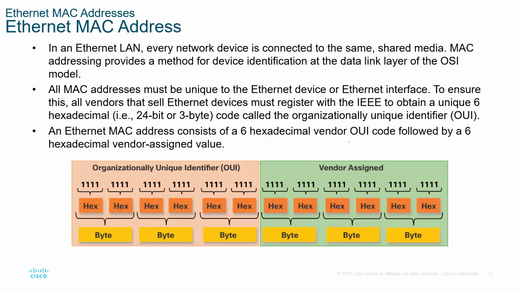Ethernet MAC, all MAC addresses must be unique to the Ethernet device or Ethernet interface. To ensure this, vendors that sell Ethernet devices must register with IEEE to obtain a unique 6 hexadecimal code called the OUI, organizationally unique identifier. An Ethernet MAC address consists of 6 hexadecimal vendor OUI code followed by 6 hexadecimal vendor assigned value. All right. So what we have here is the structure of the MAC address.